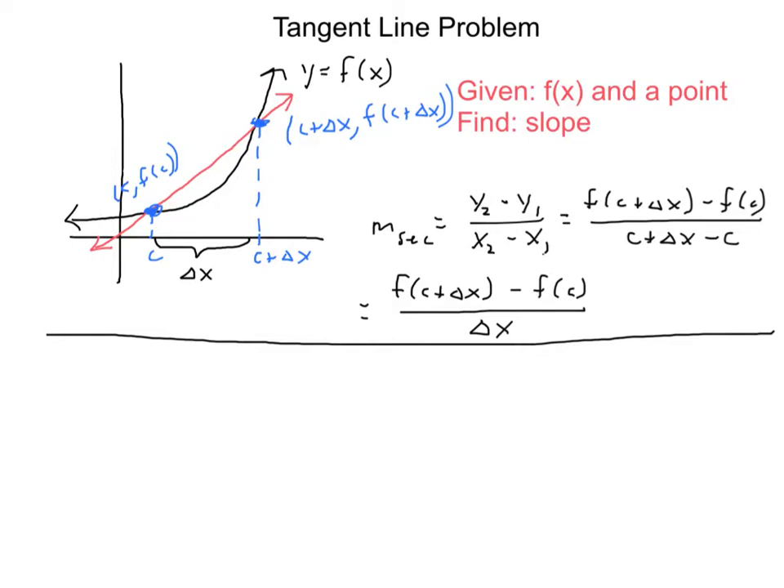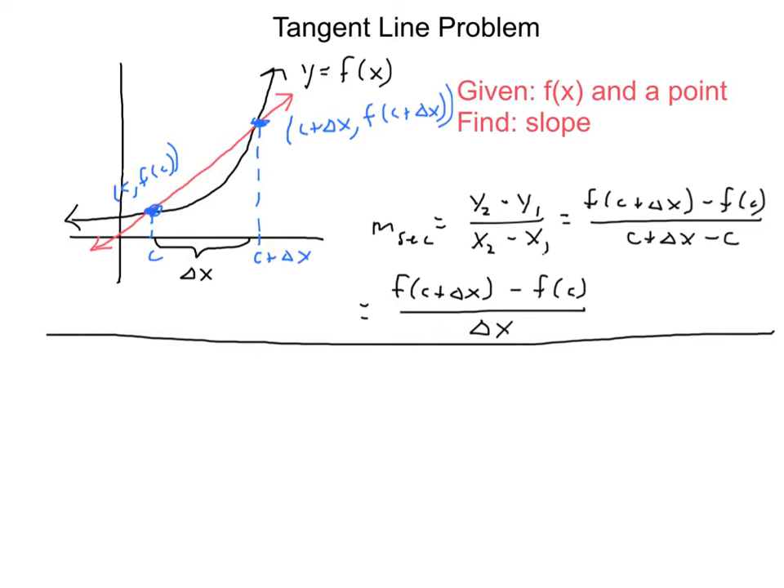The idea here is that as delta x gets smaller and smaller, closer to 0, this point is going to move closer and closer to the point c, f of c. Therefore the secant line, the line that connects this point with c, f of c, is going to get closer and closer to a tangent line. So as delta x gets closer and closer to 0, the slope of that secant line gets closer and closer to the slope of the tangent line. And I'm hoping you recognize the limit process in this problem.